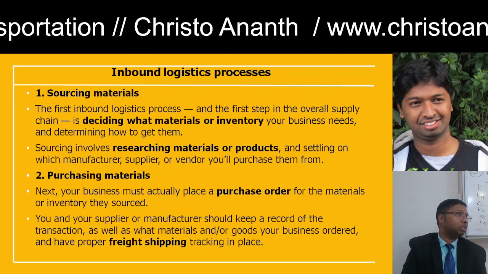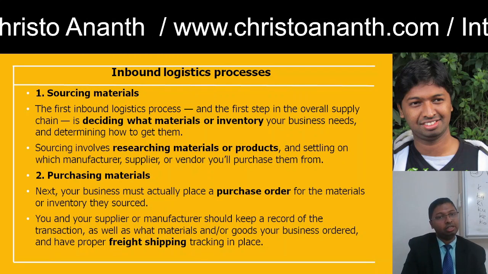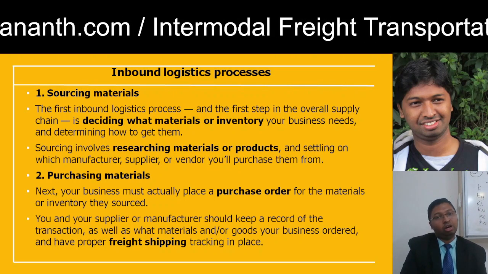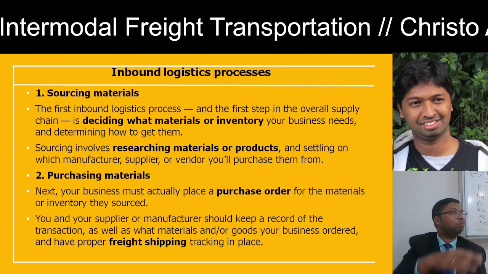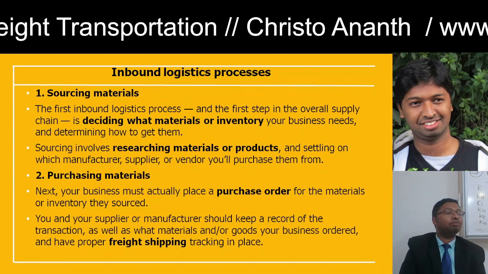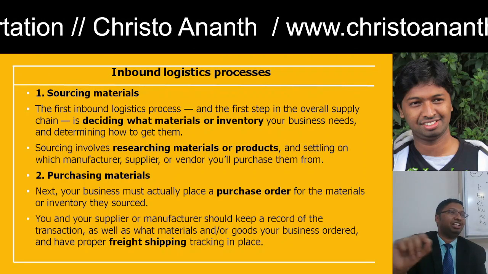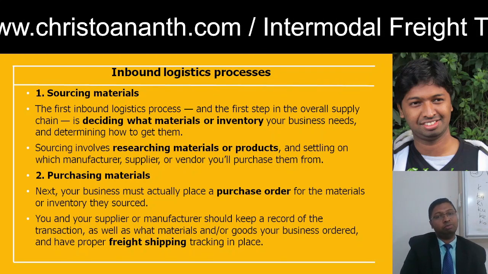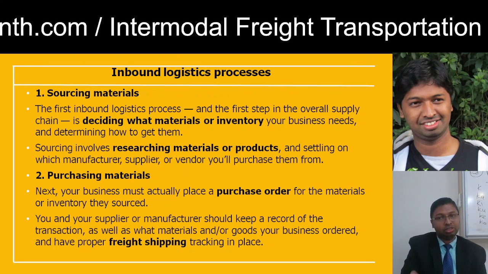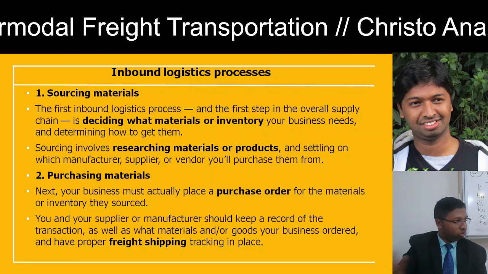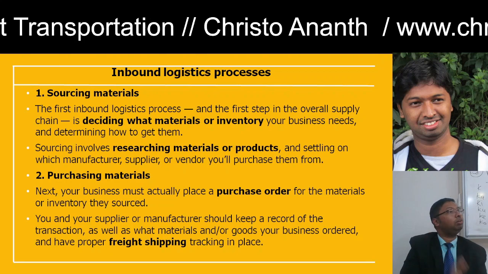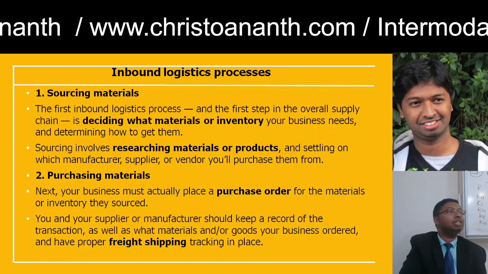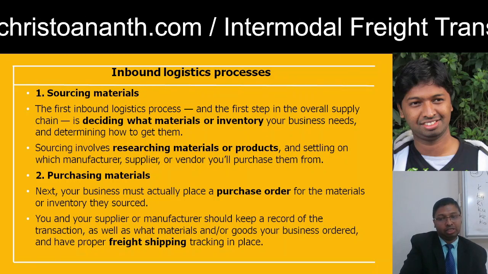Then purchasing the materials. You have to make a purchase order, and to do that you have to decide from which inventory you will purchase. You and your supplier or manufacturer should keep a record of all the transactions, and that has to be taken forward with software. It's not like writing on paper; you have to maintain software dedicated for this purpose. What are the materials and goods that your business would need, and what can you order for proper freight shipping? So purchasing materials and keeping all the transaction records is the second step.